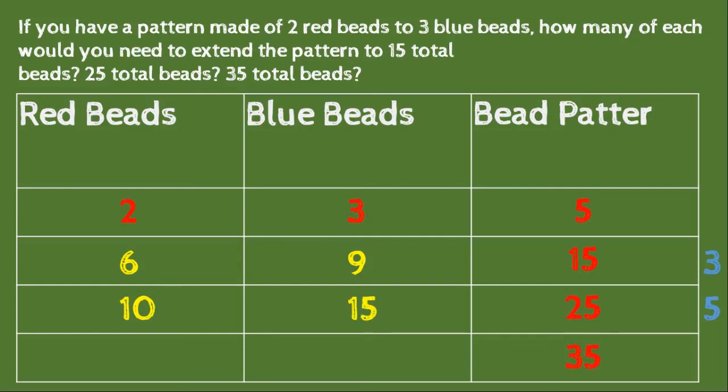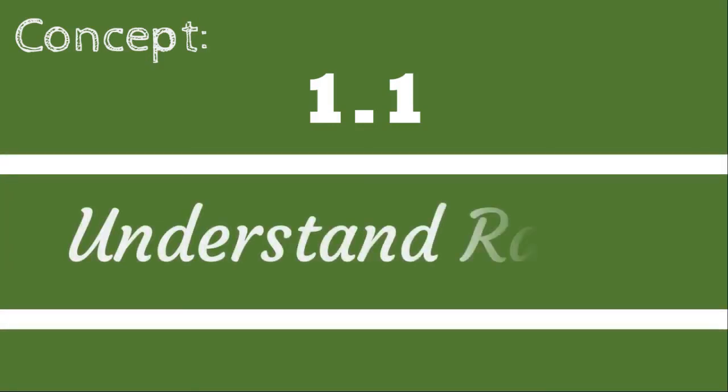And finally, we are asked for 35 total beads. Again, we look at the bead pattern and we start with the number 5. 5 times what equals 35? In this case, 5 times 7 equals 35. So again, we look at the red beads column and the blue beads column and we multiply. 2 times 7 equals 14 and 3 times 7 equals 21. And we have completed the table. And with that, we conclude our first lesson, the concept of understanding ratios. Hope you learned something.